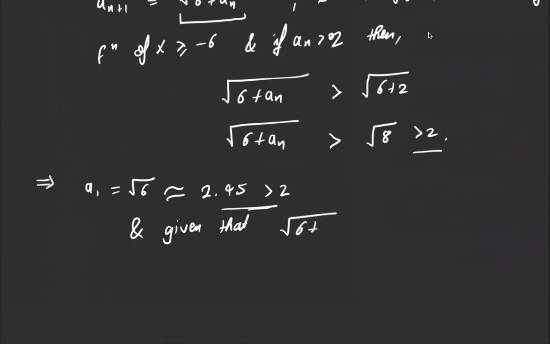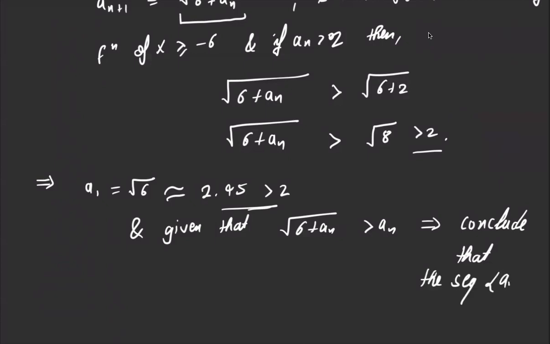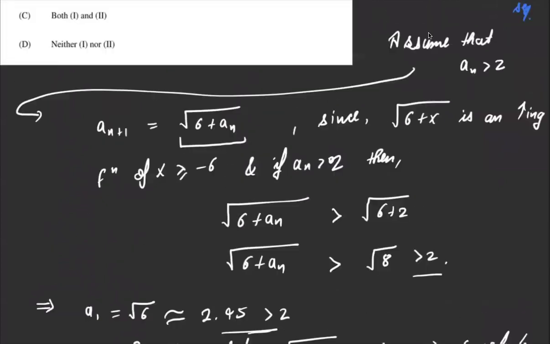and given that the square root of 6 plus an is greater than an, we can simply conclude that the sequence an is increasing in nature. So that was the first problem that we can solve.